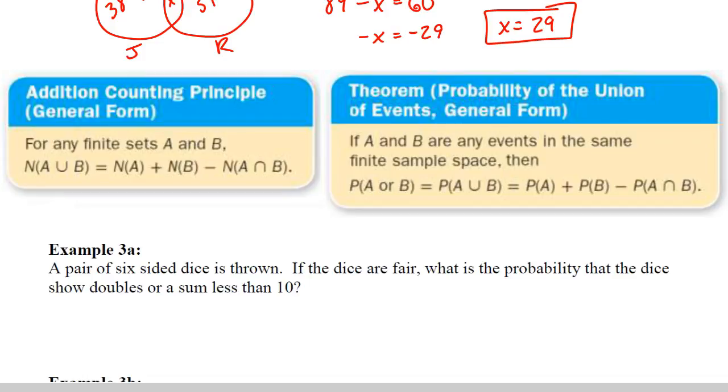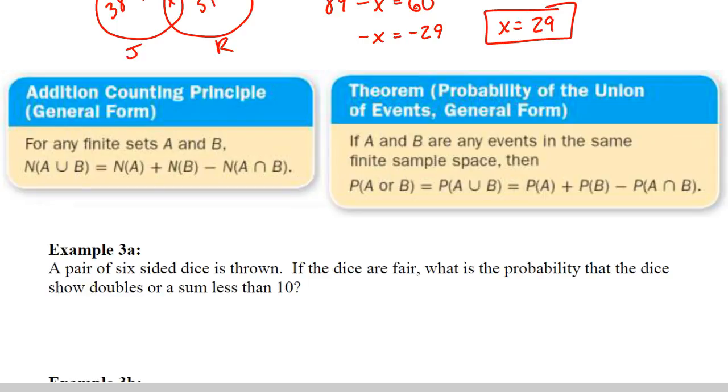sometimes there's going to be events where we have event A and event B, and there's going to be some overlap. That's what we were just looking at. So here's a formula to help us figure that out without having to draw a tree diagram. These are broken up between the number of elements and the probability of those elements happening. You can look at the two formulas and see that they're pretty much identical. Just that one's dealing with the number of elements, and the other one's dealing with the probability.